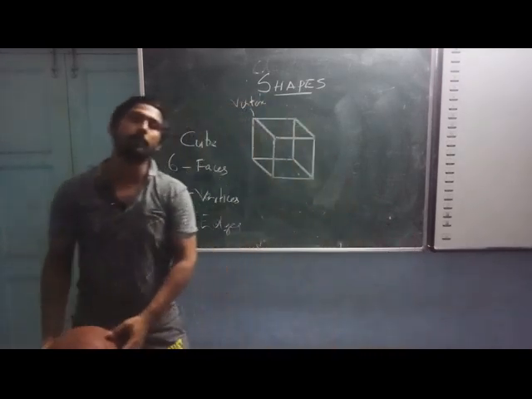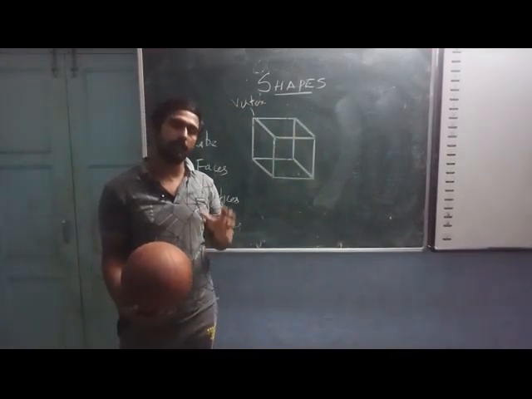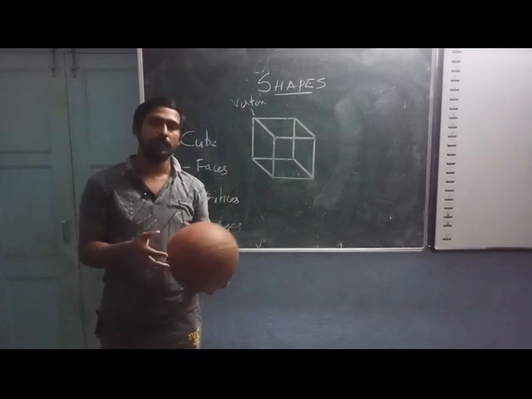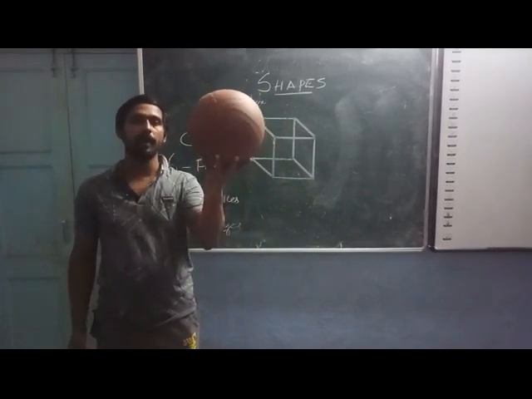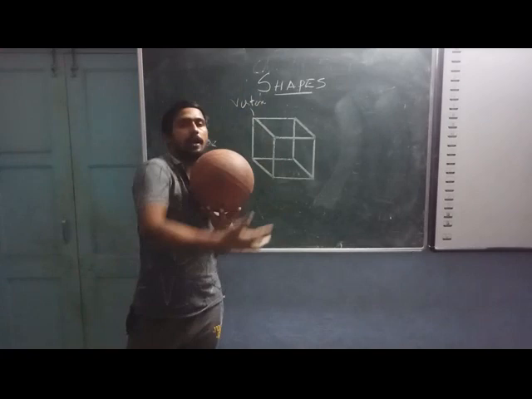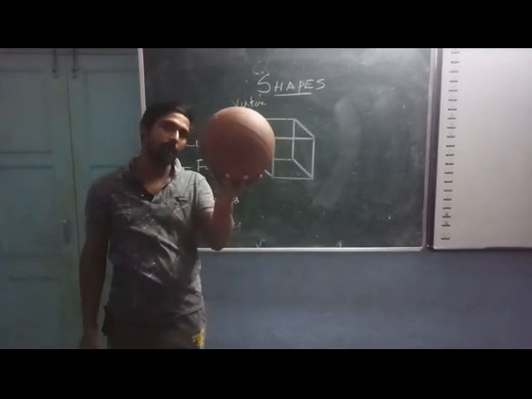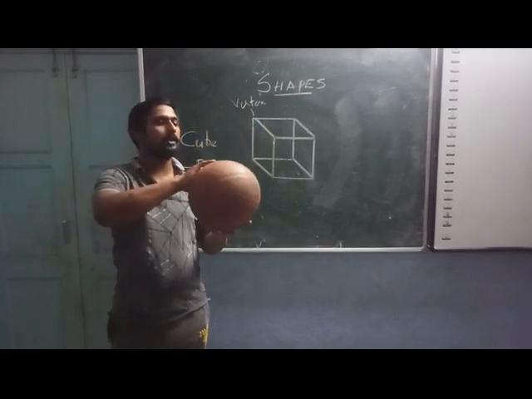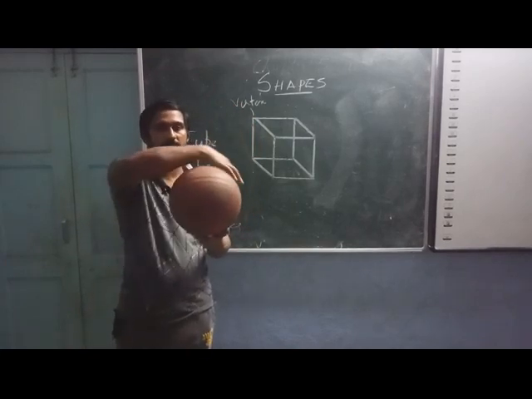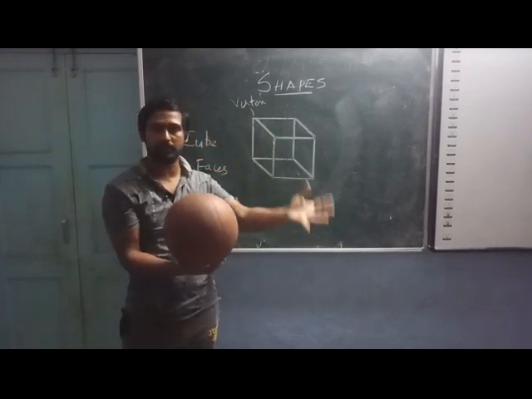So we will now move on to the next shape, that is a sphere. You might remember the plane shape of a circle. The solid version is called a sphere. See, we can completely experience it. Okay, so this is called a sphere. It doesn't have any edges.